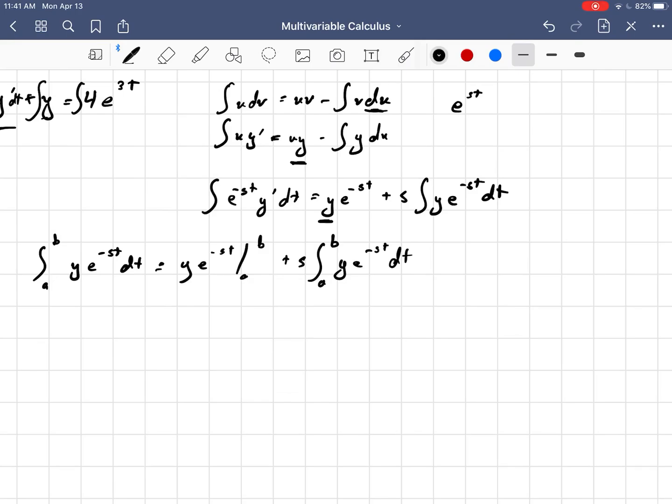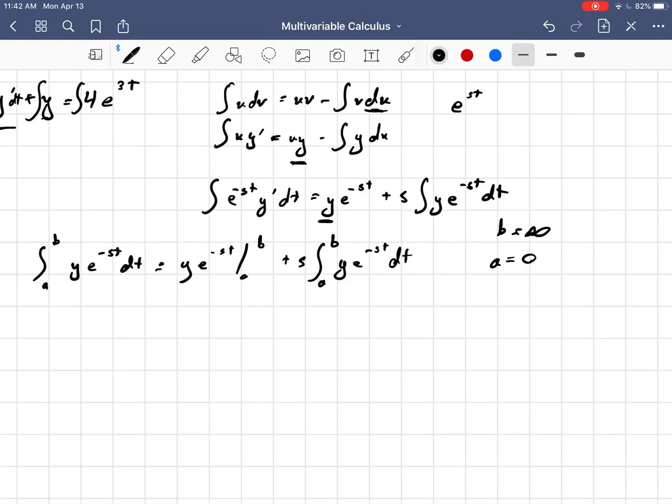We don't know what y is, but let's look at this e to the negative st. What nice things could we plug in for t here? Well, I noticed that as t approaches infinity, the e to the negative st just goes to 0, because you have 1 over e to the positive st. So it should make sense to let b be equal to infinity. That would be a nice number for us to pick.